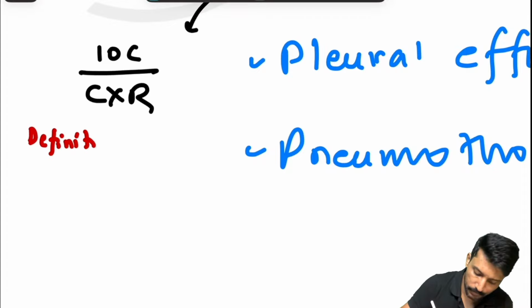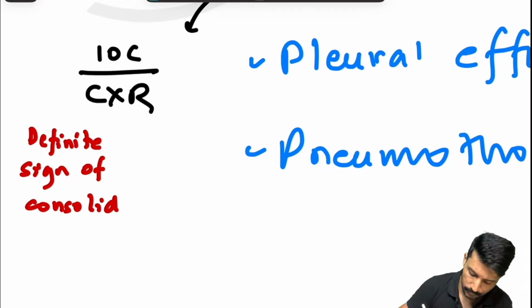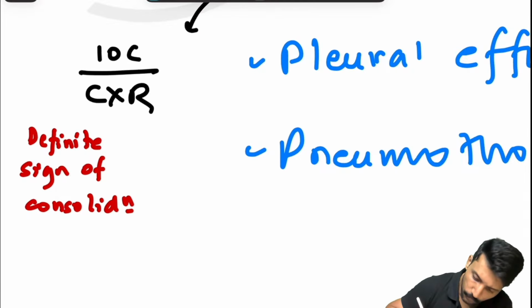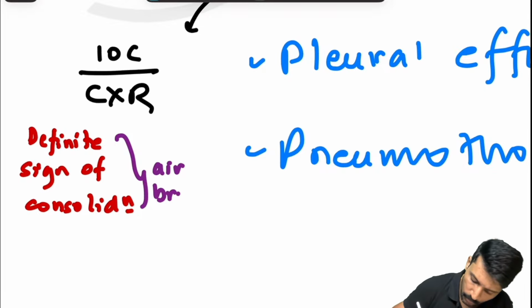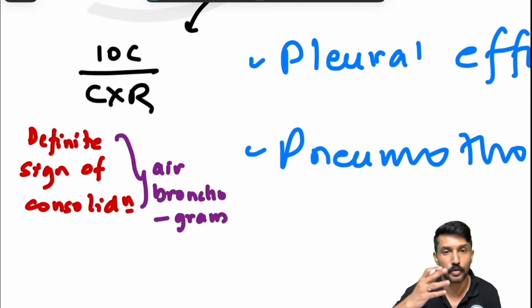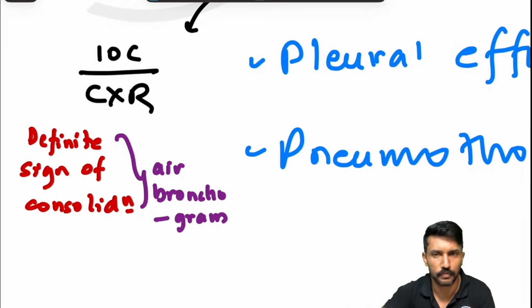So what is the definitive sign of lung consolidation? It is presence of what you call as air bronchograms. If there are air bronchograms on the chest X-ray, it is highly suggestive of the lung consolidation. If it is in the context of acute setting in a patient having fever, cough and all, it is suggestive of pneumonia.